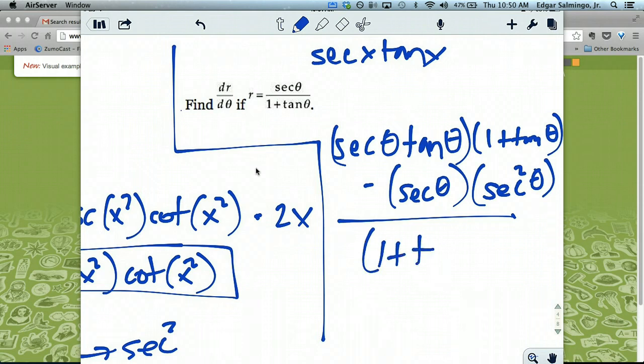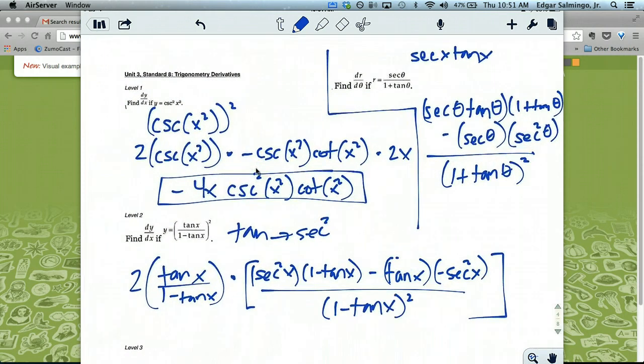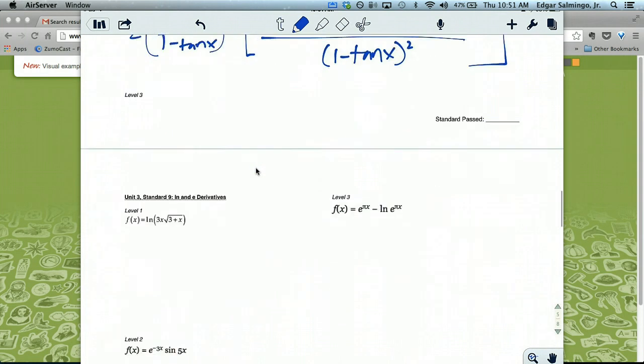So even this was easier than level 1. But again, all kind of doable if you remember the rules for trig. Again, this is something you might have to refresh your memory on, and something you should have learned last year, the derivatives of trig functions.